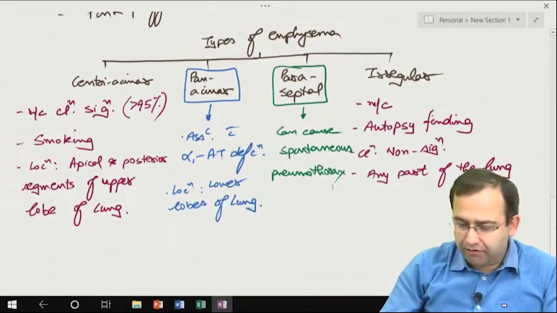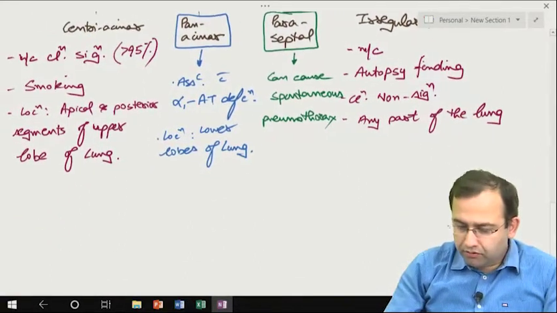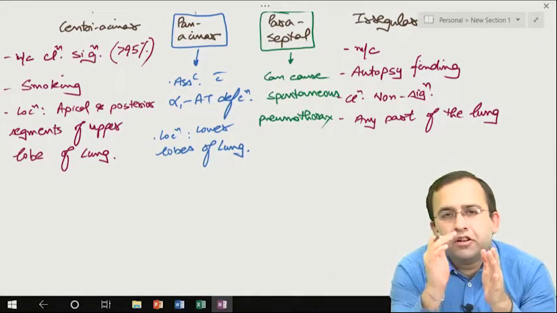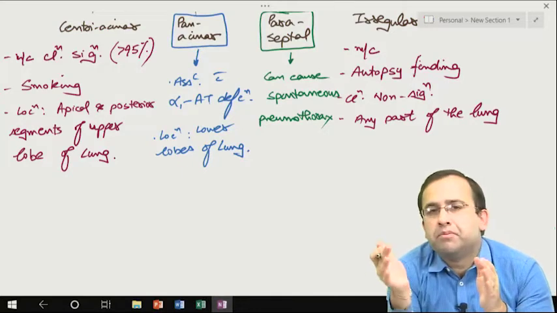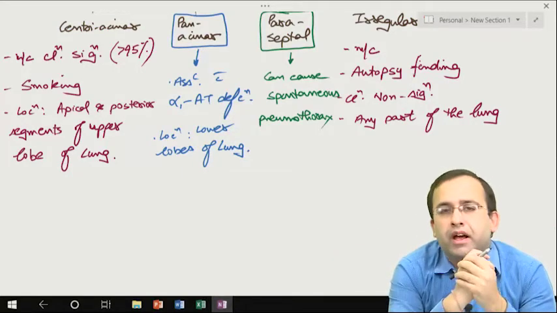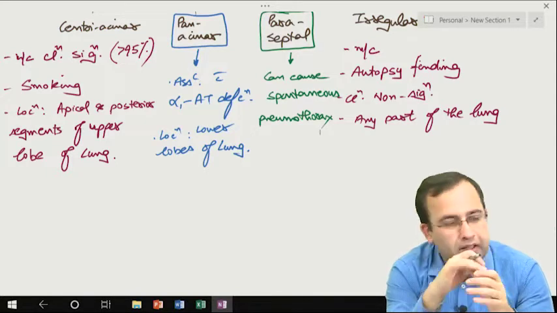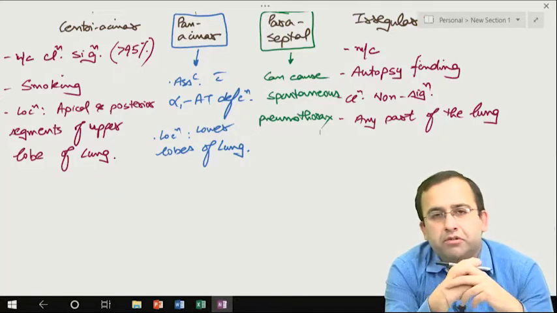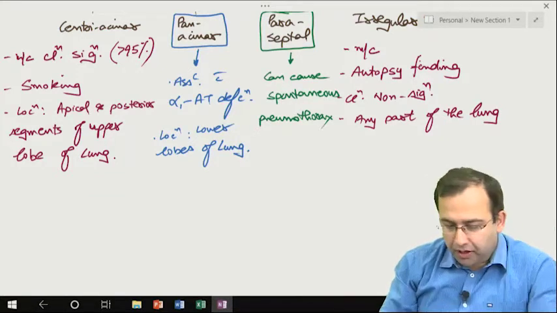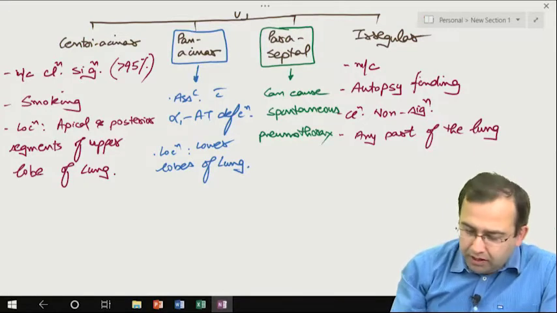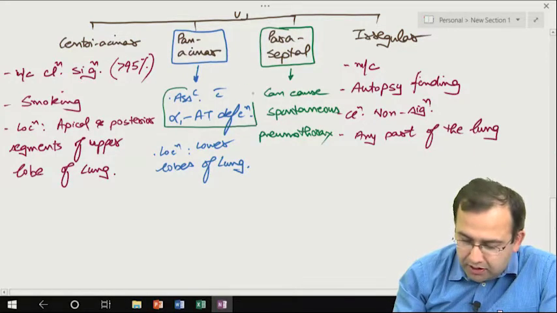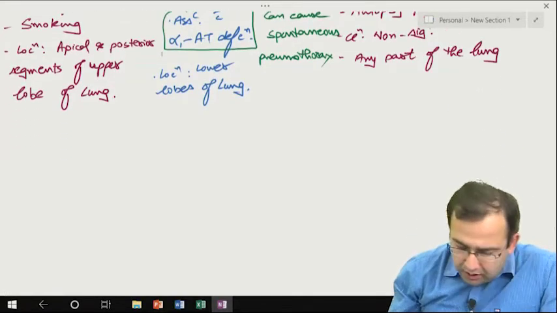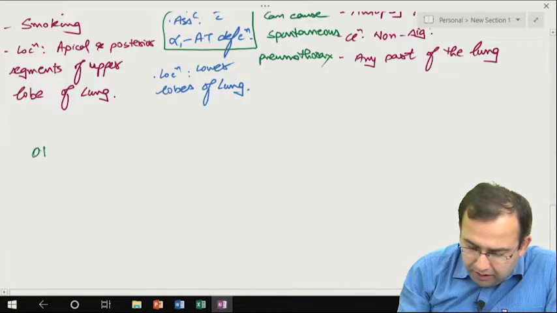This is emphysema. So we saw the four main types of emphysema, that is centriacinar, panacinar, paraseptal, and irregular type. We'll come to alpha 1 antitrypsin deficiency in just 2 minutes. This gets us to the other types of emphysema.